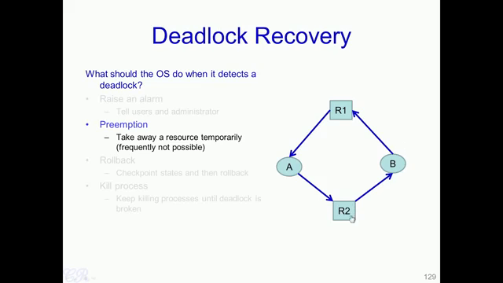For instance, it could be like R2 was a printer and it is currently held by B. What could be done was that the printer could be forcibly taken away from B while it is allocated to A for some time, and thus the deadlock will be broken. This is as shown over here. So, B no longer has the resource R2, but R2 is given to A.